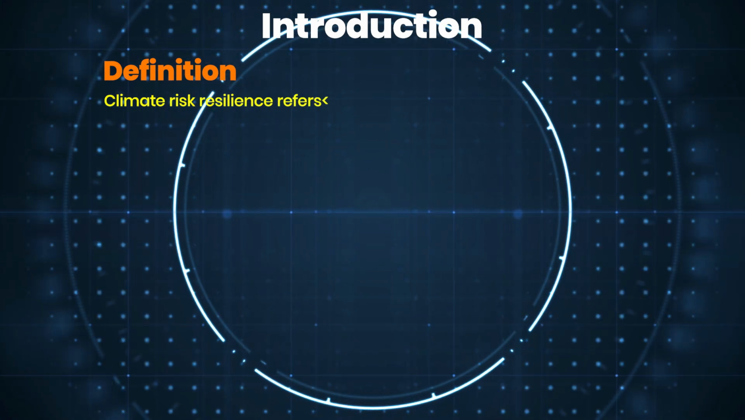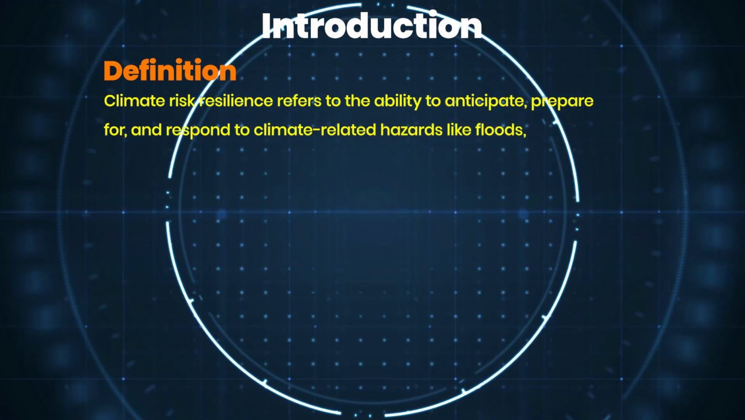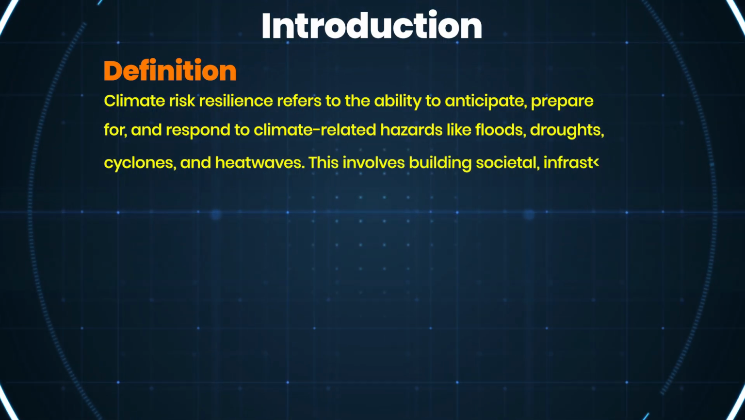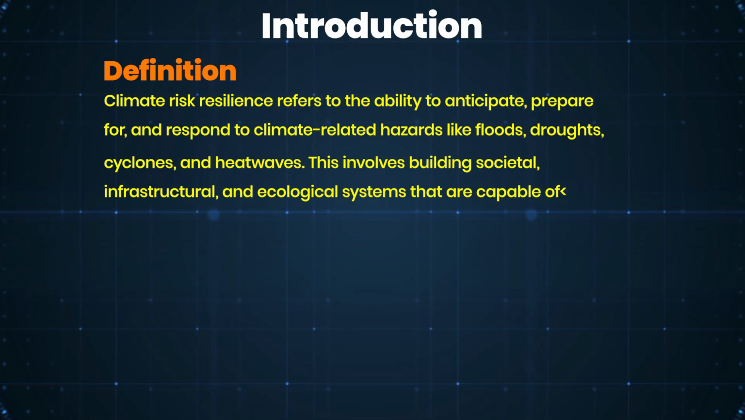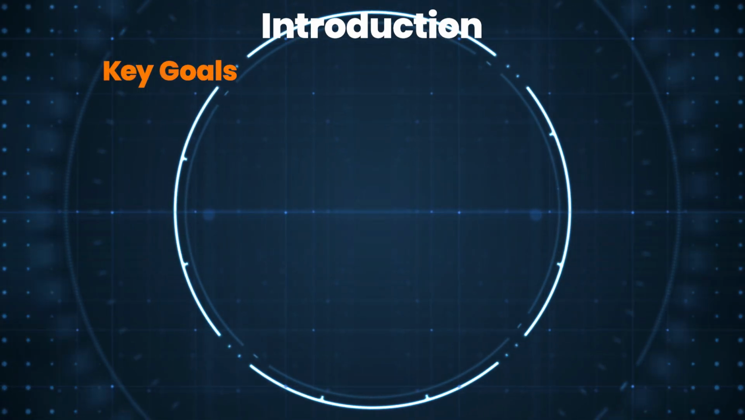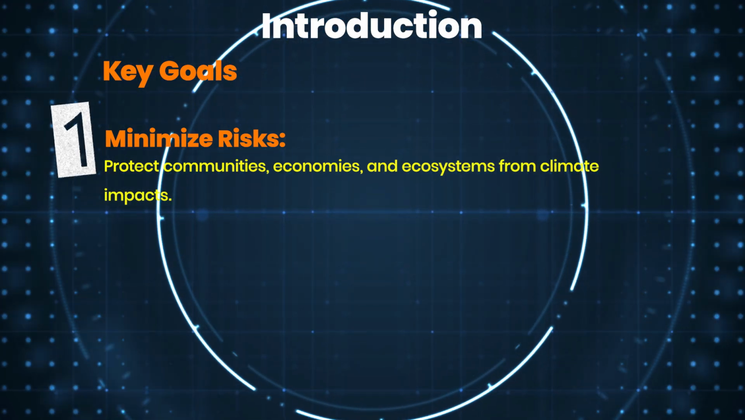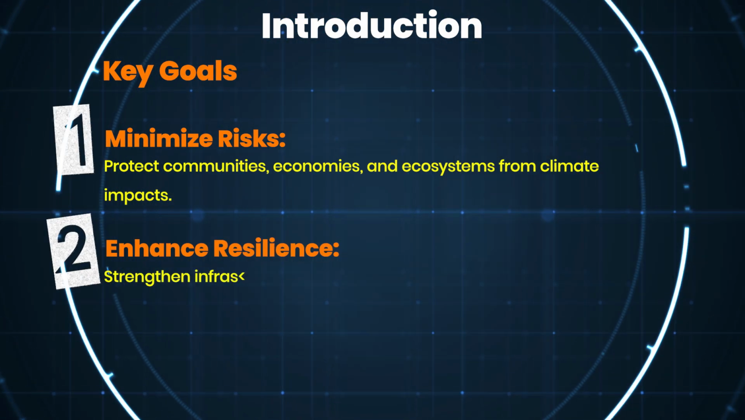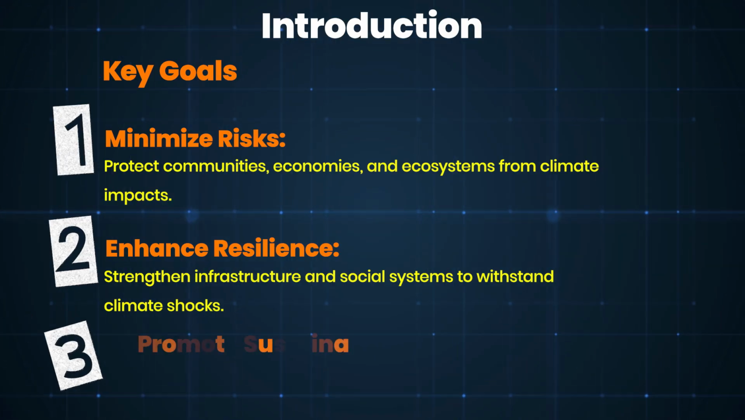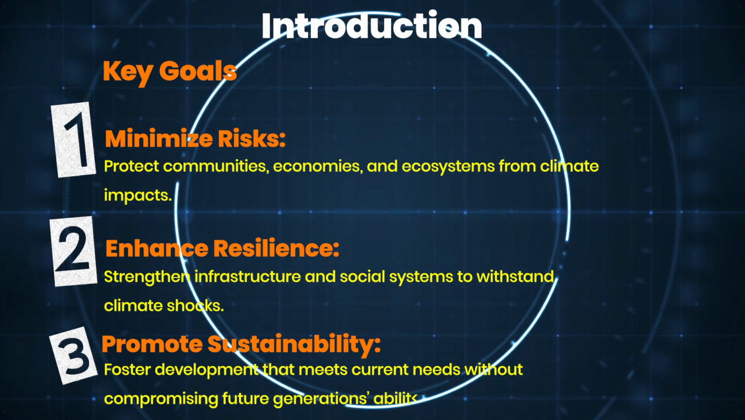Climate risk resilience refers to the ability to anticipate, prepare for and respond to climate related hazards like floods, droughts, cyclones and heat waves. This involves building societal, infrastructural and ecological systems that are capable of reducing vulnerabilities and adapting to impacts. What are the key goals of CRR? Number 1 is minimizing risk, protecting communities, economies and ecosystems from climate impacts. Second is enhancing resilience, strengthening infrastructure and social systems to withstand climate shock. And the third is promoting sustainability, fostering development that meets current needs without compromising future generations' ability to thrive.